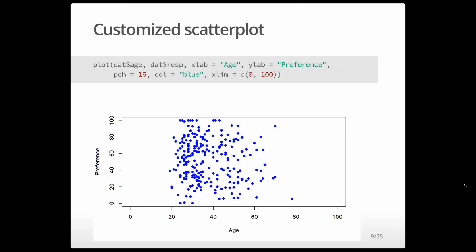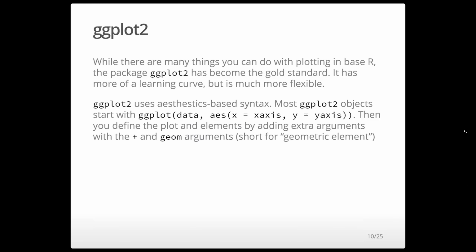So here I have customized my scatter plot so that it goes from 0 to 100 on the x-axis. The points are blue, and here's how I change the x-axis. I say xlim c 0 to 100. I made the points blue. I changed the axis labels, and so on and so forth. So that's all we're really going to talk about with R's basic plot functions.